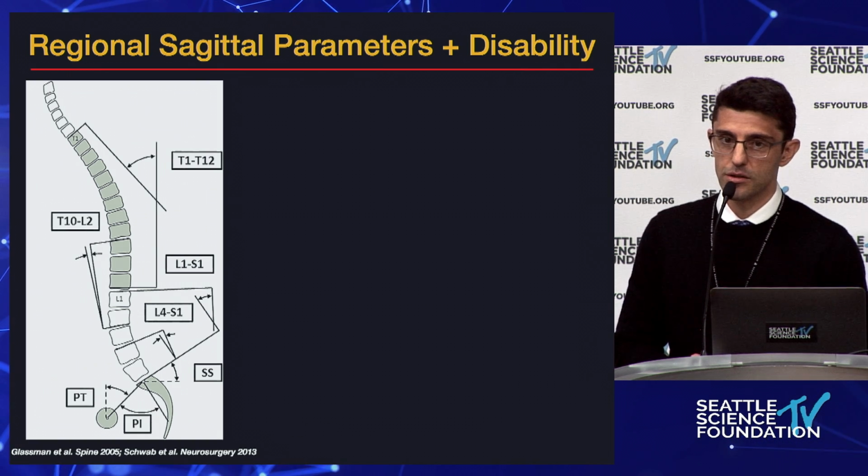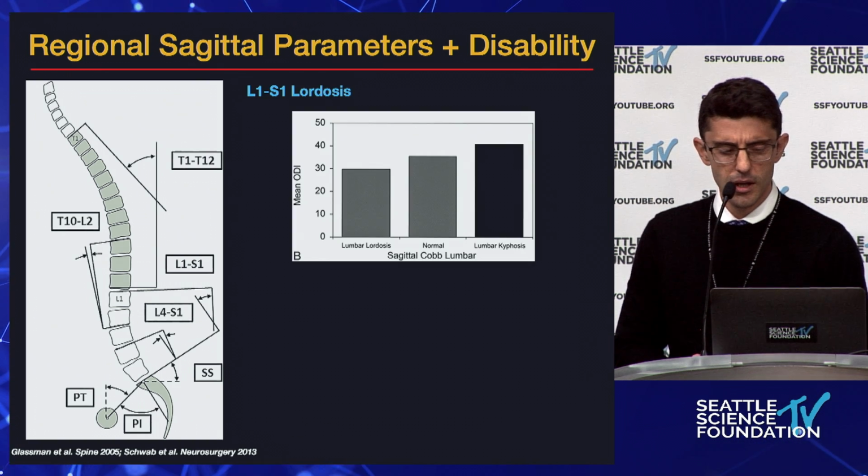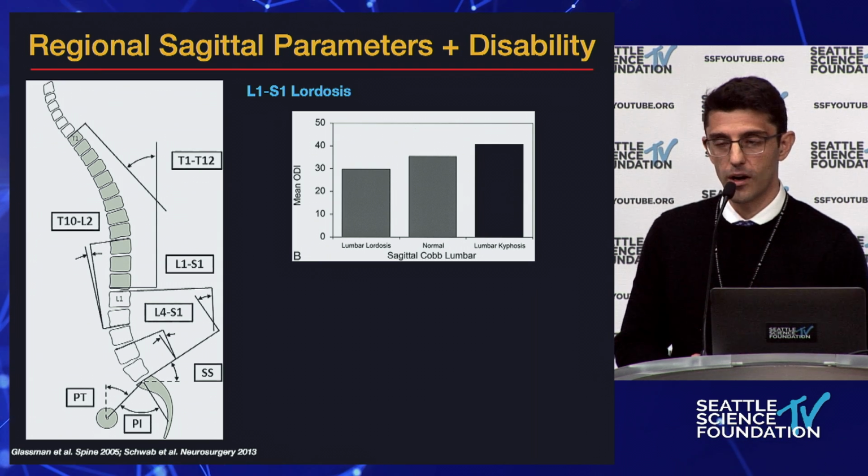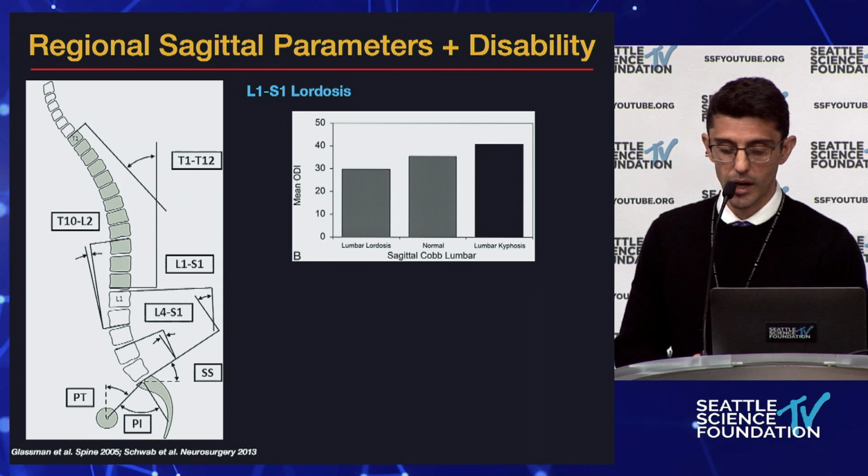When it comes to the regional sagittal lumbopelvic parameters, L1 to S1 lordosis, also from Glassman, the more kyphotic you get, the worse your ODI scores.